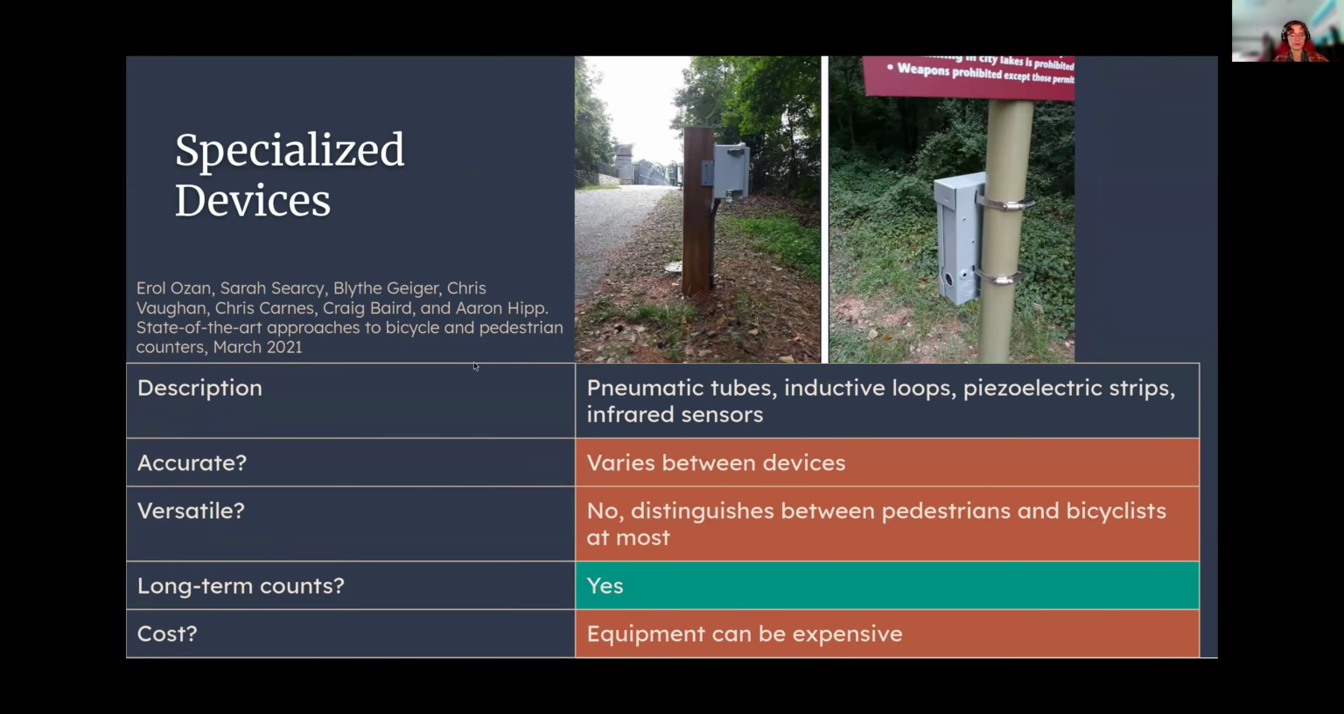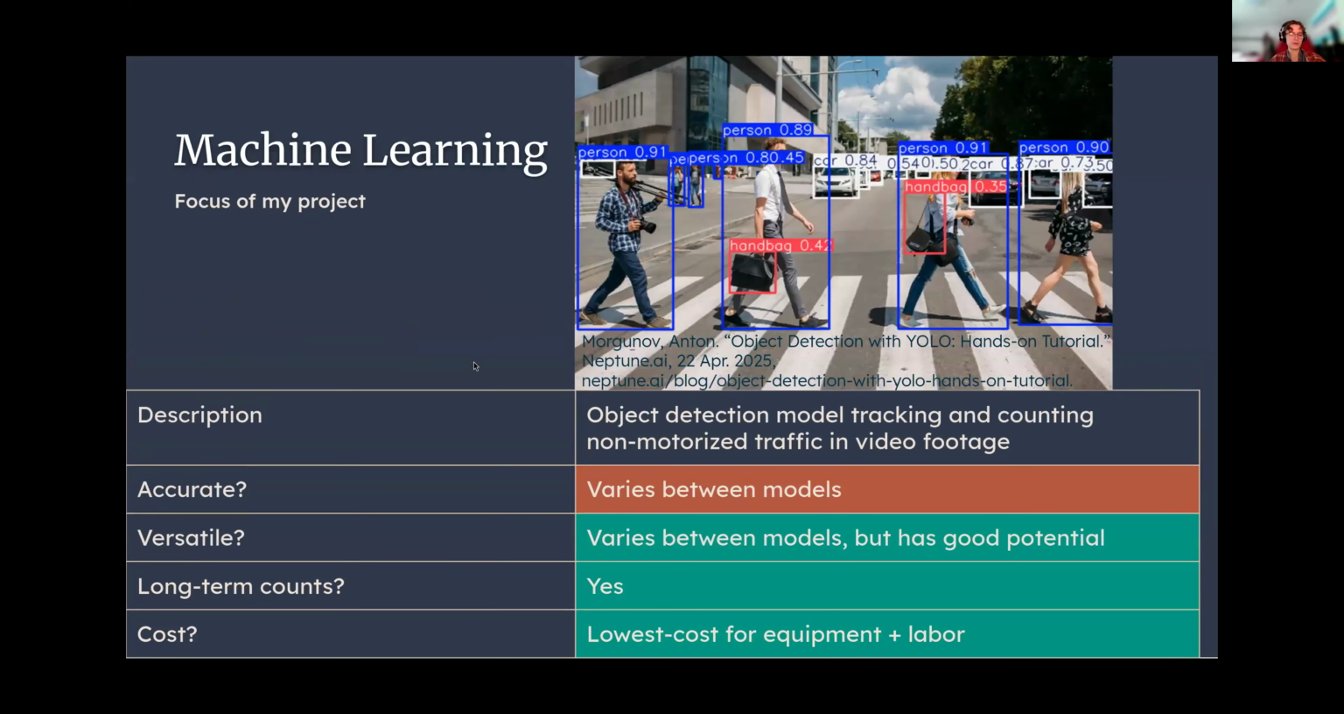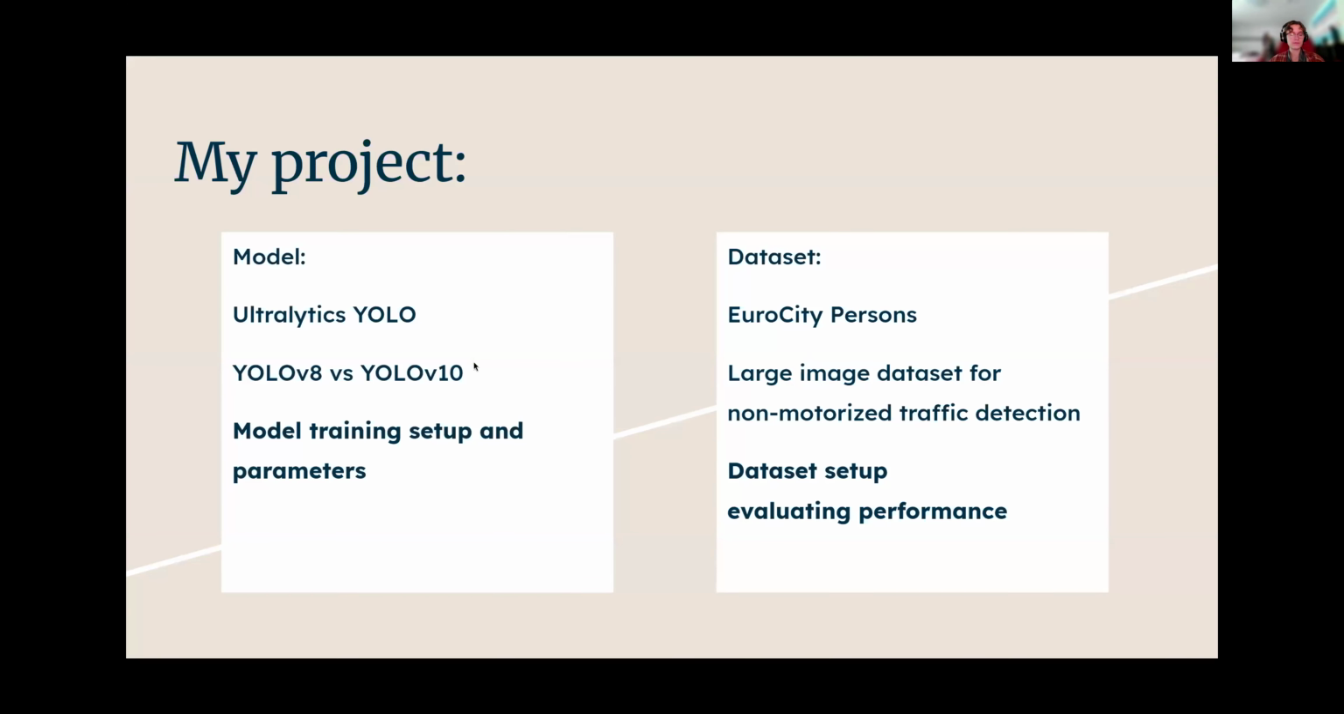There are also very specialized devices available for active transportation counts. They can be used for long-term counts, but can be expensive to install and only distinguish between pedestrians and bicyclists at most. Object detection models can track and count pedestrians in video footage. For equipment, only a video camera is required, and it can be used for long-term counts. So in my project, I focus on improving the accuracy and versatility of this method. Specifically, I compare 2 versions of the Ultralytics YOLO model. I used the EuroCity Persons dataset, which is a large image dataset for multimodal transportation detection.